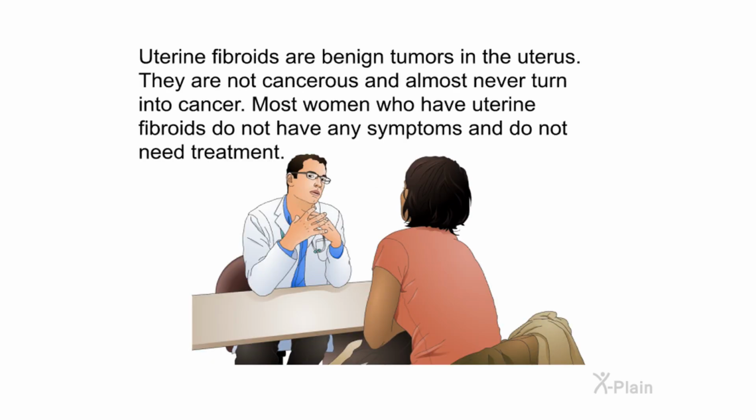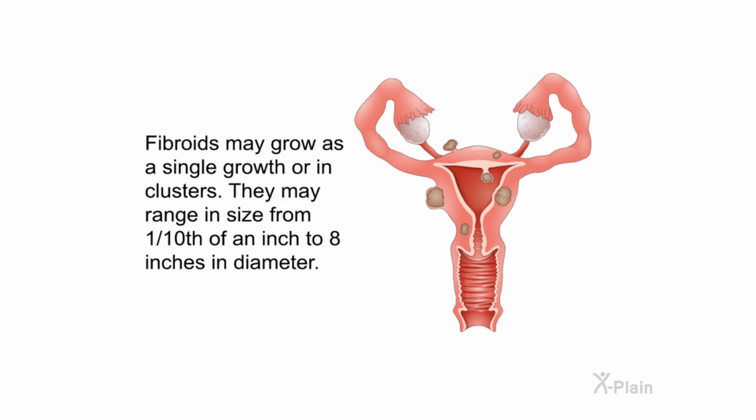Summary. Uterine fibroids are benign tumors in the uterus. They are not cancerous and almost never turn into cancer. Most women who have uterine fibroids do not have any symptoms and do not need treatment. Fibroids may grow as a single growth or in clusters. They may range in size from 1/10 of an inch to 8 inches in diameter.